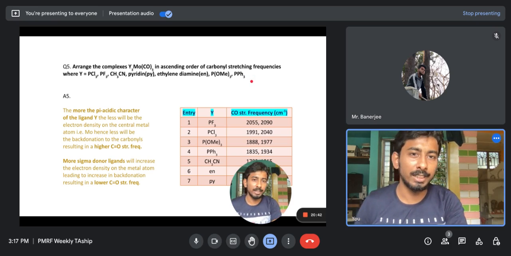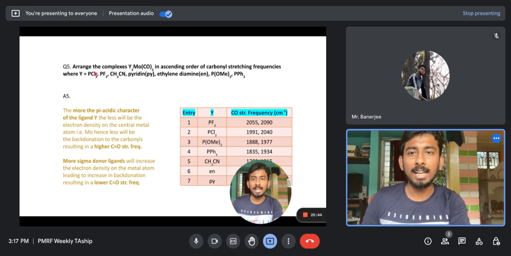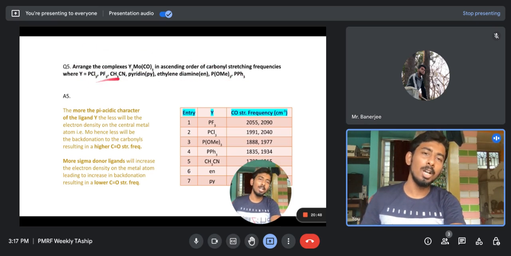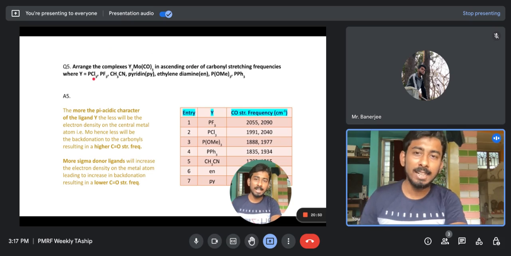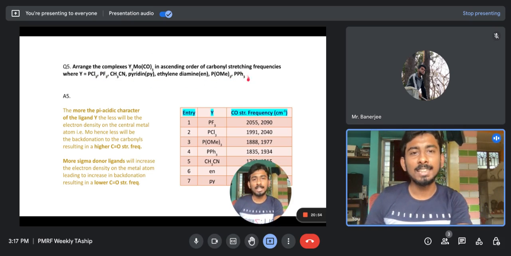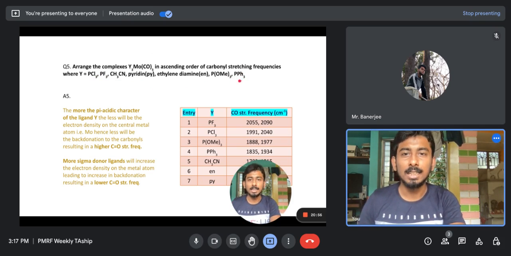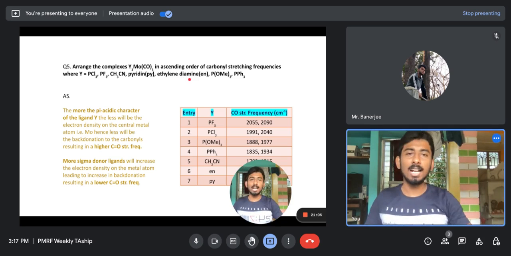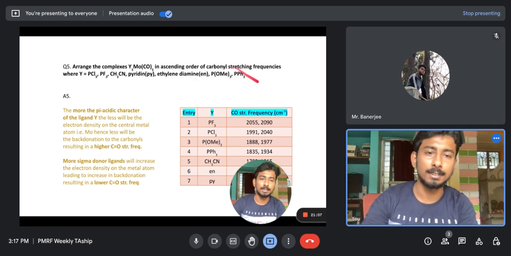PPh3, that is triphenylphosphine. This is trimethoxyphosphine, this is trichlorophosphine, this is trifluorophosphine. So four kinds of phosphine are there where the groups attached are different. This one has chloro, this one has fluoro, this one has methoxy OMe, this one has phenyl, that is PPh3. And the other ones are CH3CN, pyridine, and ethylenediamine. So we have to arrange these molecules in ascending order of their carbonyl stretching frequencies.